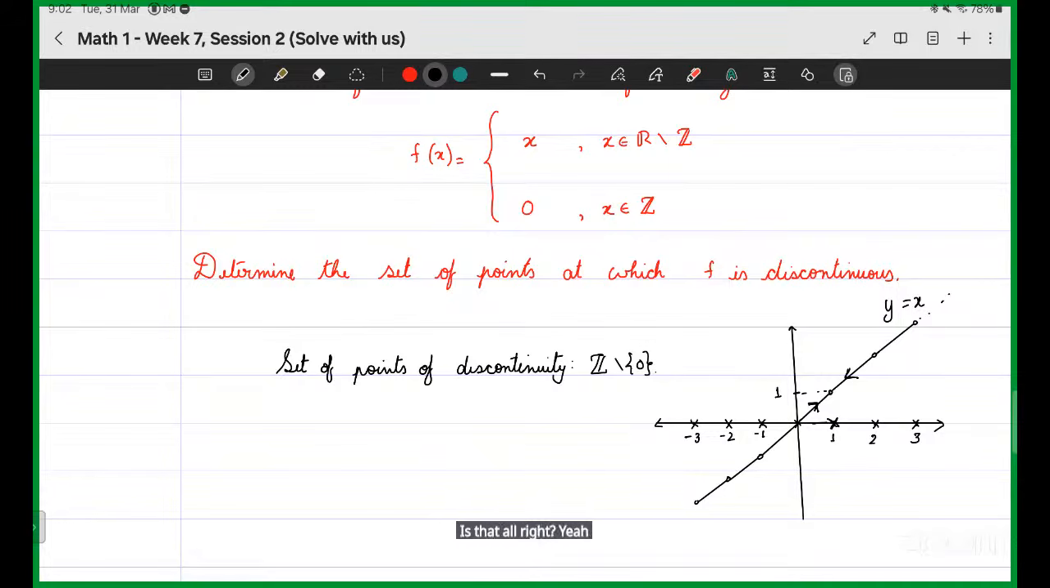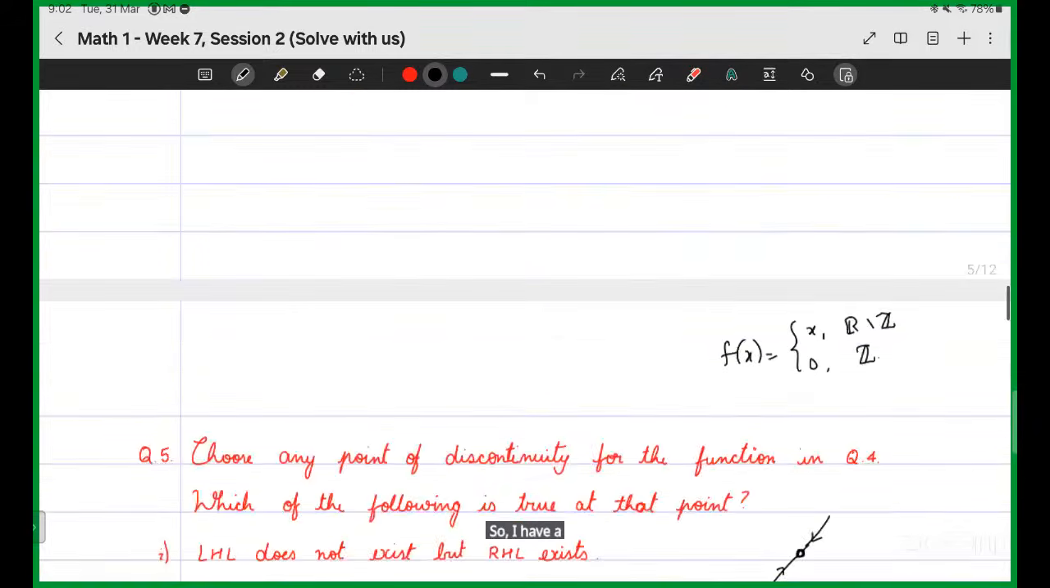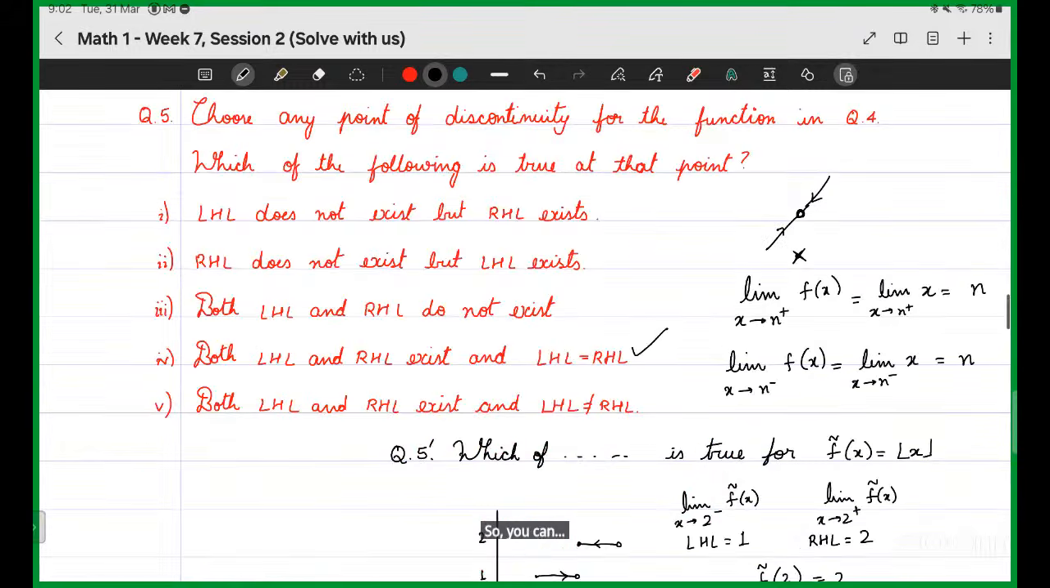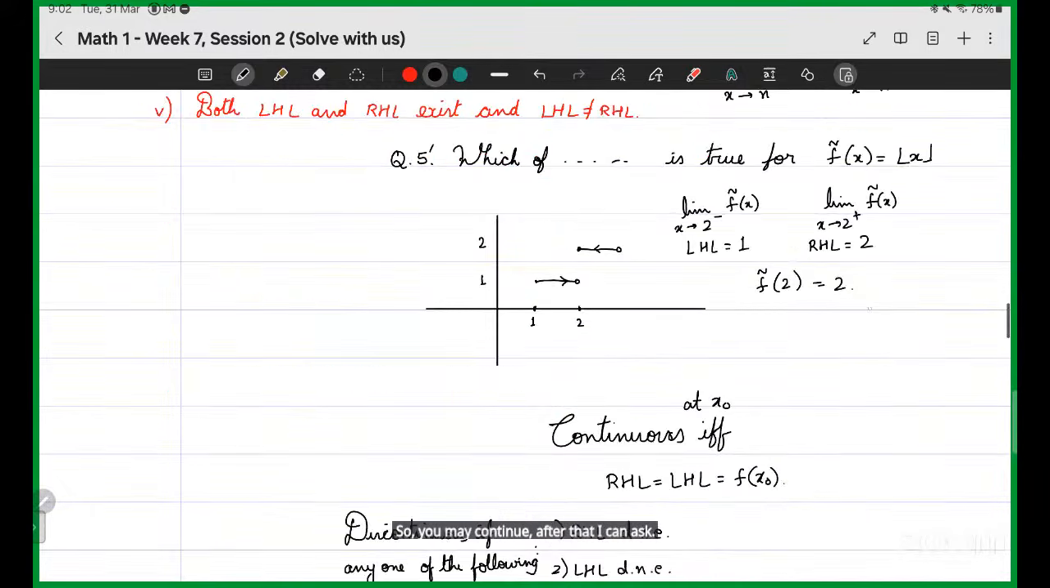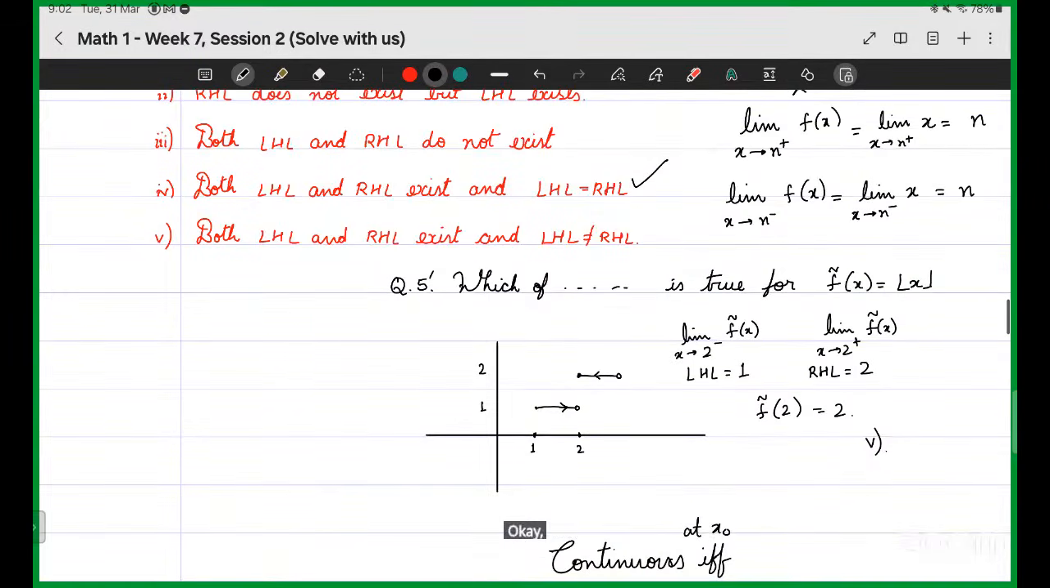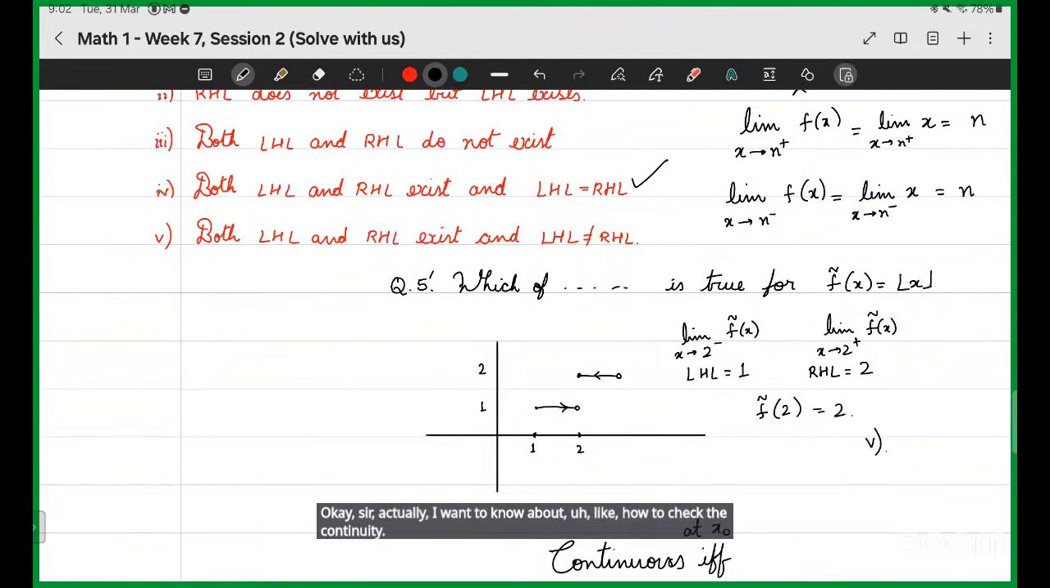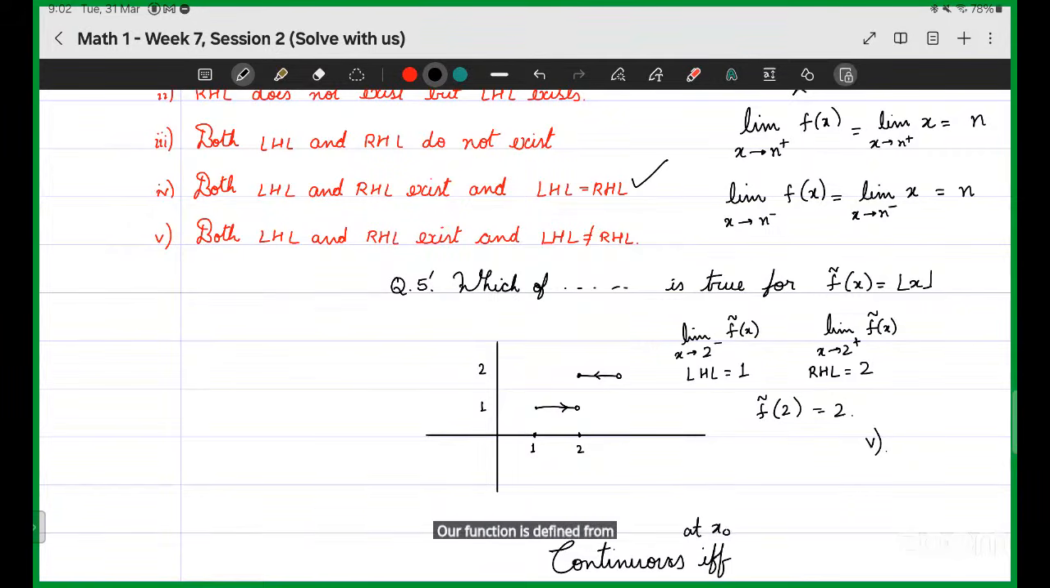Yeah, got it. Sir, I have a question. So you may continue. After that, I can ask. If it is related to this, we can discuss it now itself. Okay, sir. Actually, I want to know how to check the continuity if our function is defined on a closed interval. Let's say at the endpoints, how can we check the continuity?